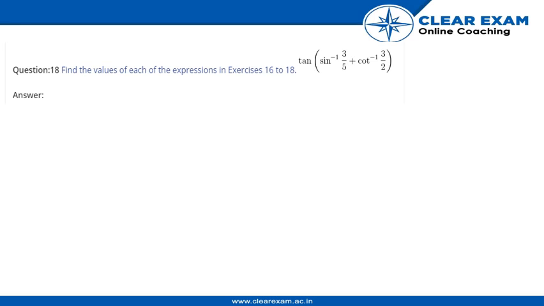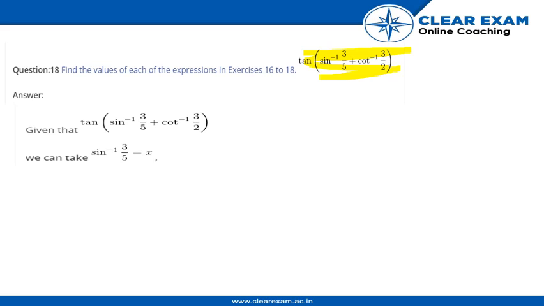The given question is from inverse trigonometric functions, and we have to simplify our expression. Our expression is tan of sine inverse 3 by 5 plus cot inverse 3 by 2. So let's first talk about how we generally solve these types of questions.